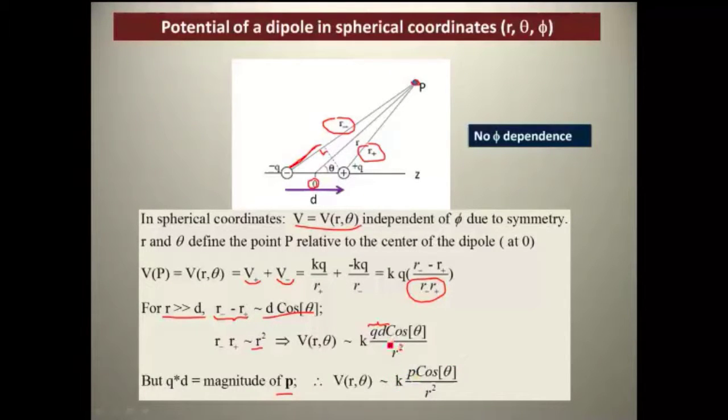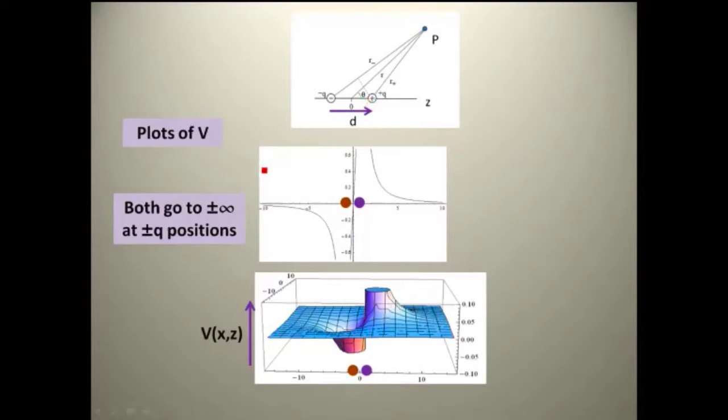We consider this distance d to be very small. This expression up here was exact. We didn't make any approximations. This expression here is only valid under our condition for the approximation. Let's take a plot of V in the plane of this drawing here.